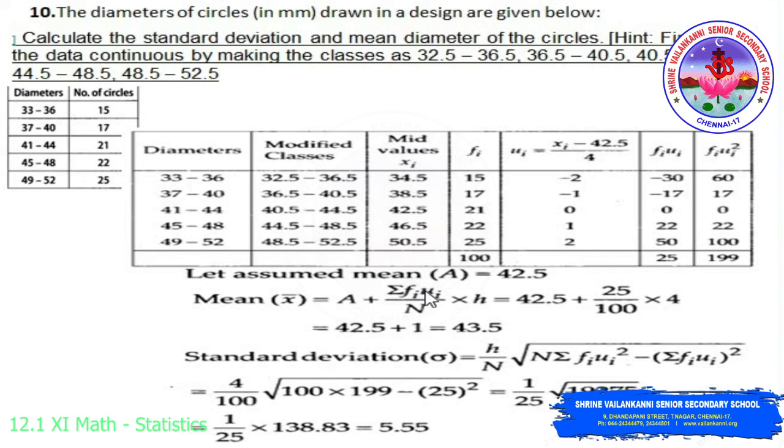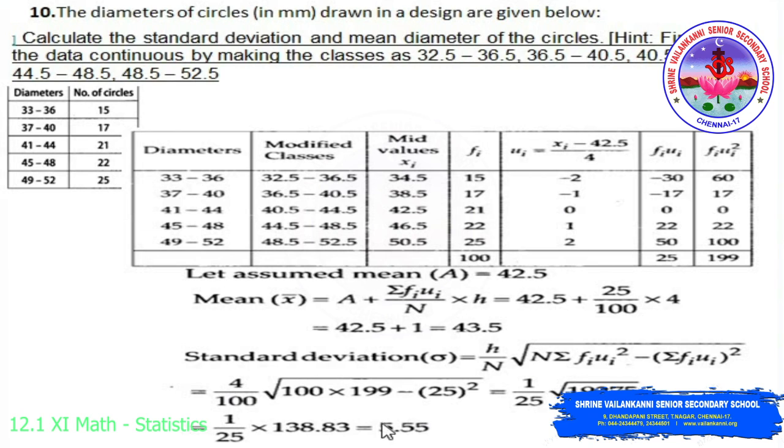Mean X bar is A plus sigma FiUi by N into H. A is 42.5 plus sigma FiUi, which we have as 25, then N is 100. So 25 by 100 into class size H, which is 4. So 42.5 plus 1 we get 43.5. X bar is 43.5. Then the standard deviation formula is H by N square root of N into sigma FiUi square minus sigma FiUi whole square. Otherwise it is square root of sigma FiUi square by N minus sigma FiUi by N whole square, into H.